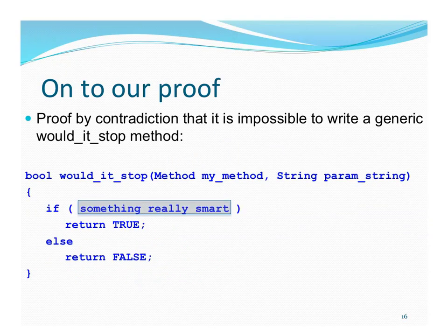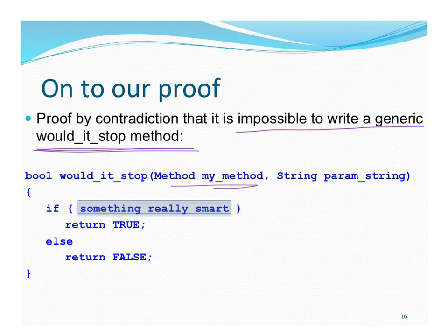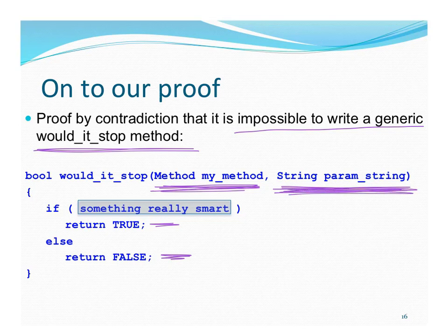Okay, so now we are going to prove that it is impossible to write a generic would it stop method, right? One that takes any method along with a parameter string and returns true if this particular method, when given this particular parameter string, would stop with an answer after a finite amount of time, and returns false if this particular method on this particular parameter string runs forever, has an infinite loop, okay?